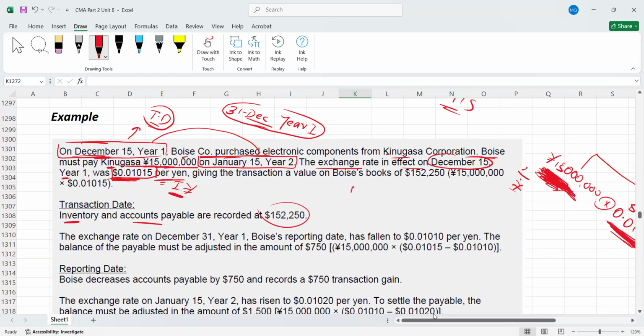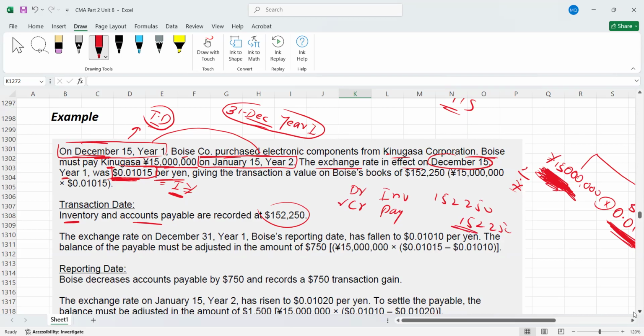So debit inventory with this value 152,250, and we will credit the accounts payable with the same value 152,250. So this is the value of the liability at the date of transaction as per the current exchange rate.